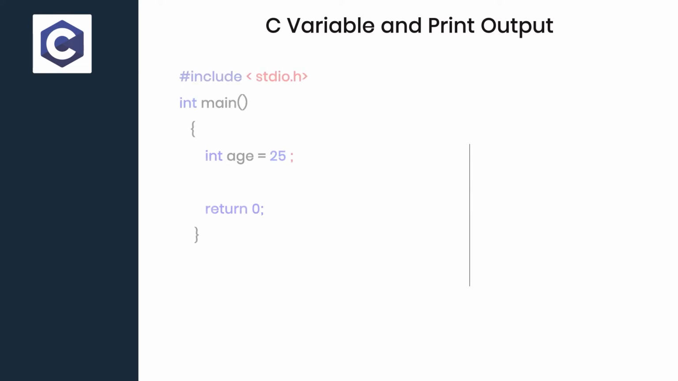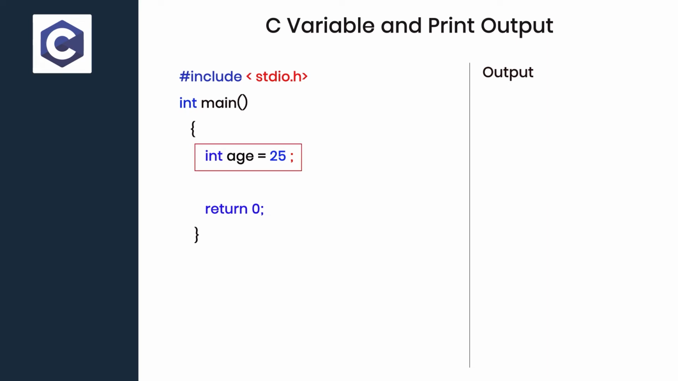If you have watched the last video, we have used a structure that every C program follows. I'll get back to my compiler. If you remember, this is the basic structure of a C program. So now let's add a variable inside this main function. int age equals 25.